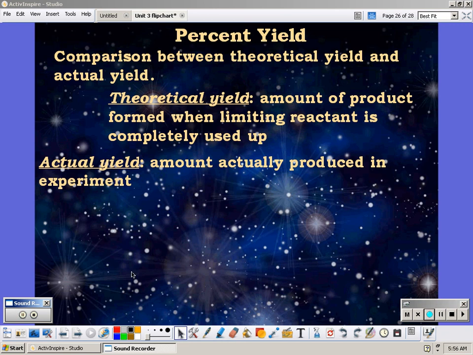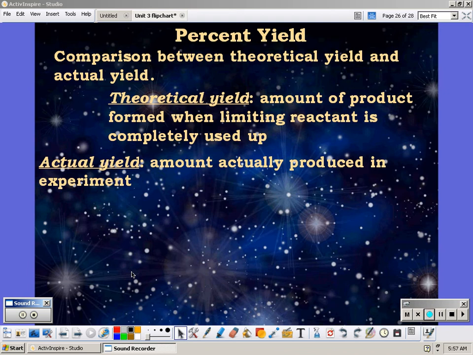Percent yield is the comparison between the theoretical yield and the actual yield. The theoretical yield is the amount of product formed when the limiting reactant is completely used up. So the theoretical yield is how much we've calculated we should have produced. The actual yield is how much is actually produced in the experiment.